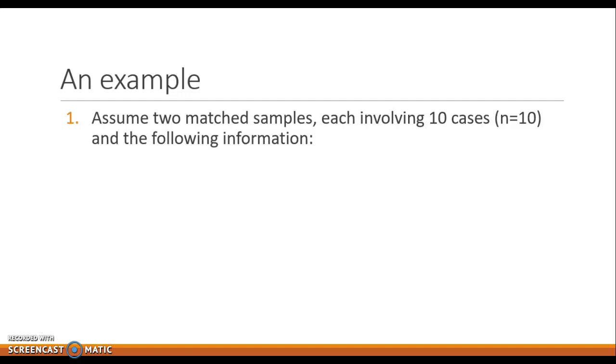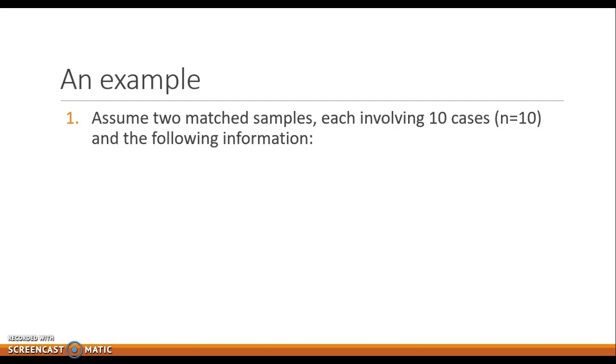Assume 2 matched samples, each involving 10 cases, so n equals 10. Remember, for this one, we're not looking at the individuals, we're looking at the pairs. So we're looking at the difference between the two. It's going to change in the next half of the chapter. But for this, because it's within subject, because it's matching, because it's in pairs, n is the number of pairs.